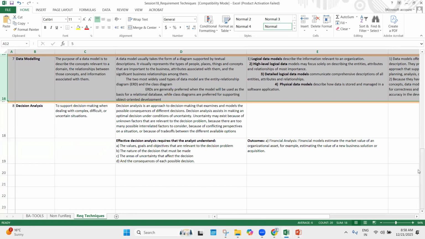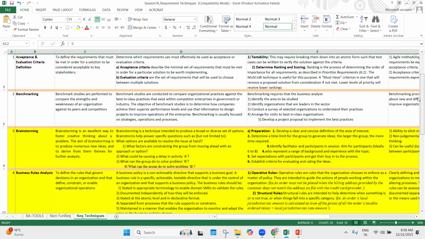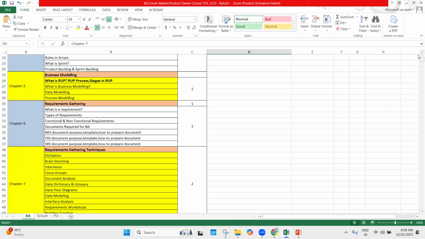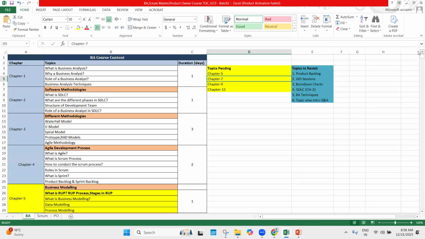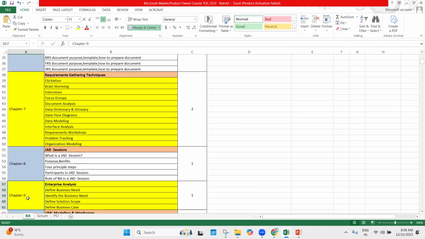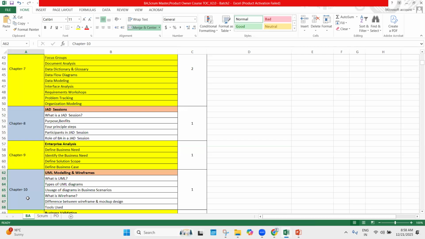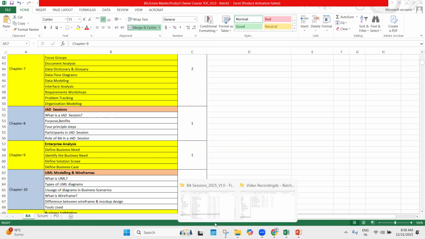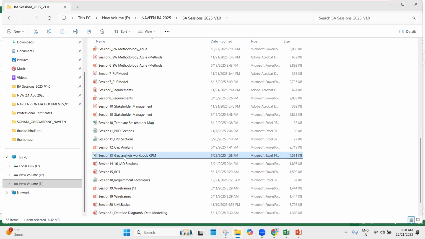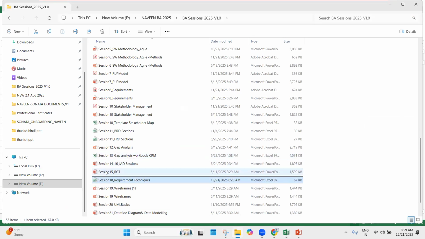And this is how it goes for the requirements gathering techniques. Then chapter 9, which is enterprise analysis. One second. Requirement gathering techniques. I have one more slide.